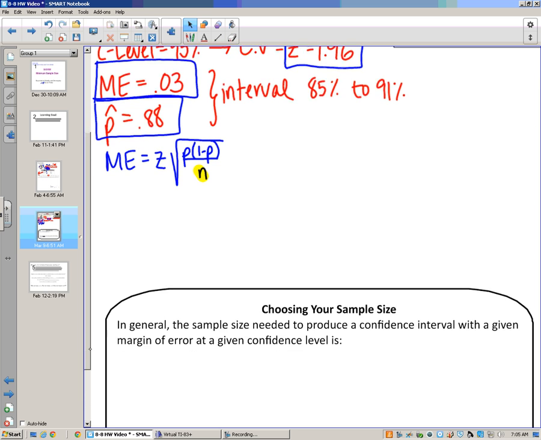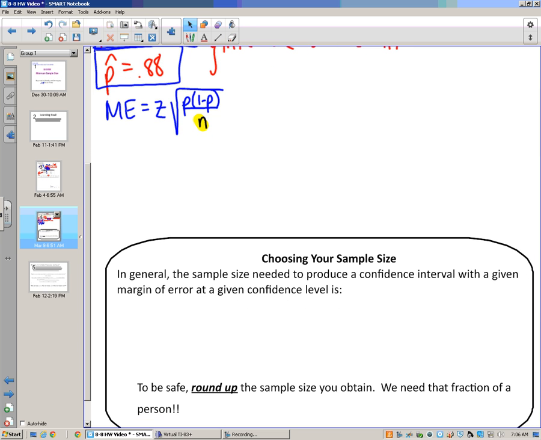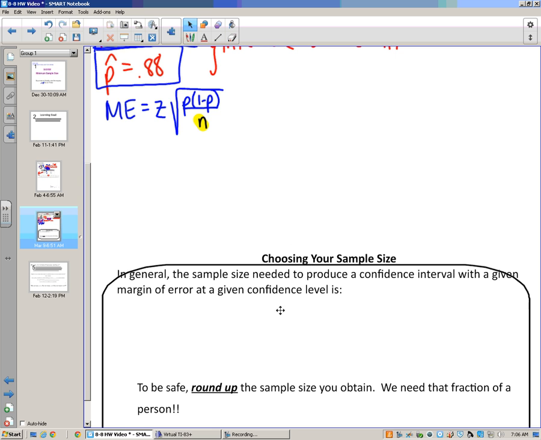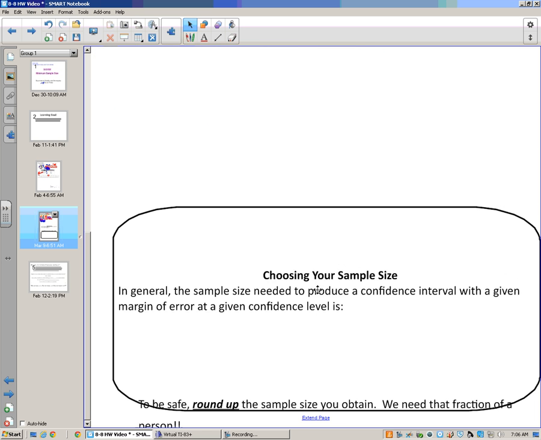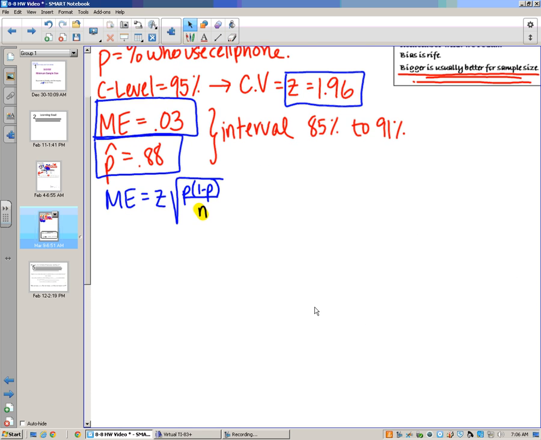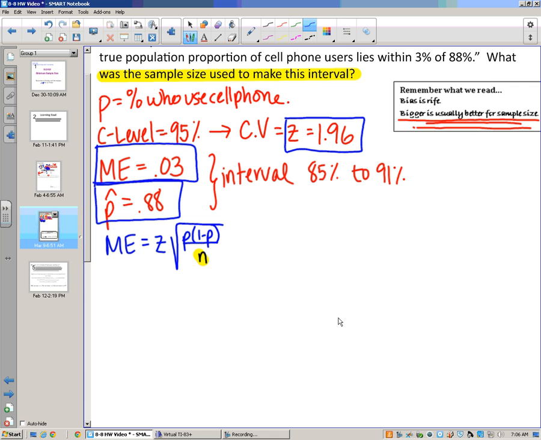So we're going to plug in everything we can and solve. Our margin of error, we have 0.03 equals 1.96 times the square root of 0.88 times 1 minus 0.88, which is 0.12, all over n, and we're trying to solve for n.